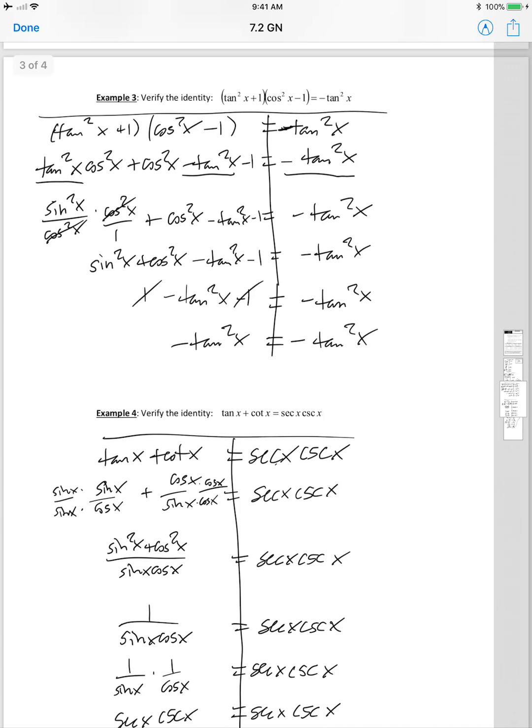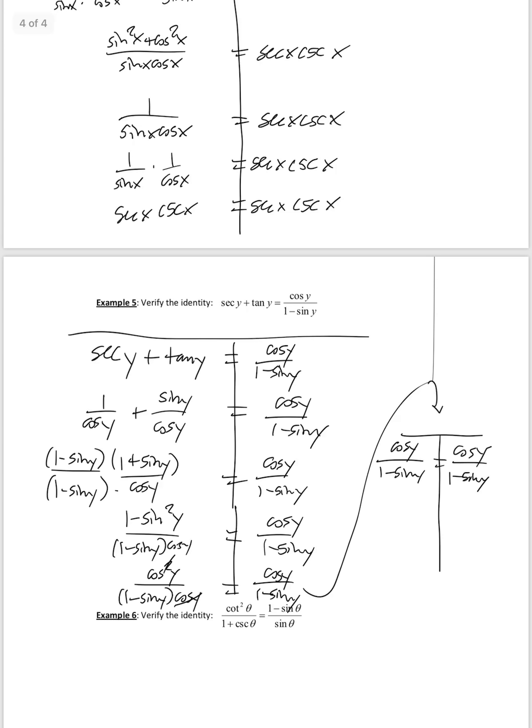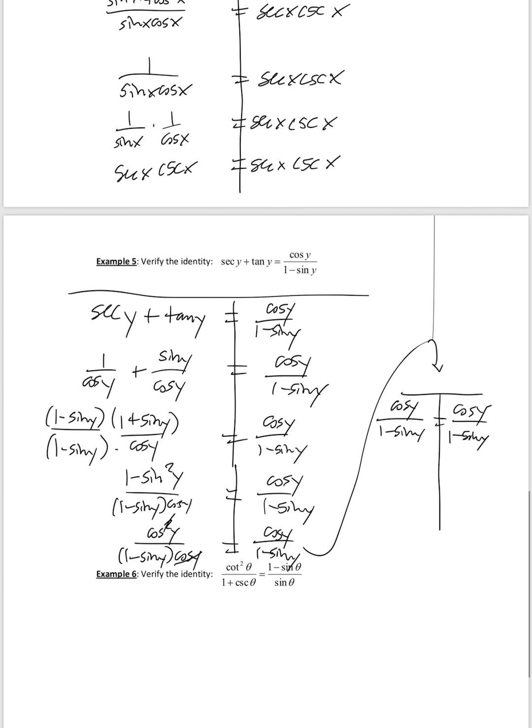I'm going to continue up here. Whoops. Didn't mean for that to happen. Cosine cancels. So cosine over 1 minus sine. Beautiful. Two sides are equal. All right.